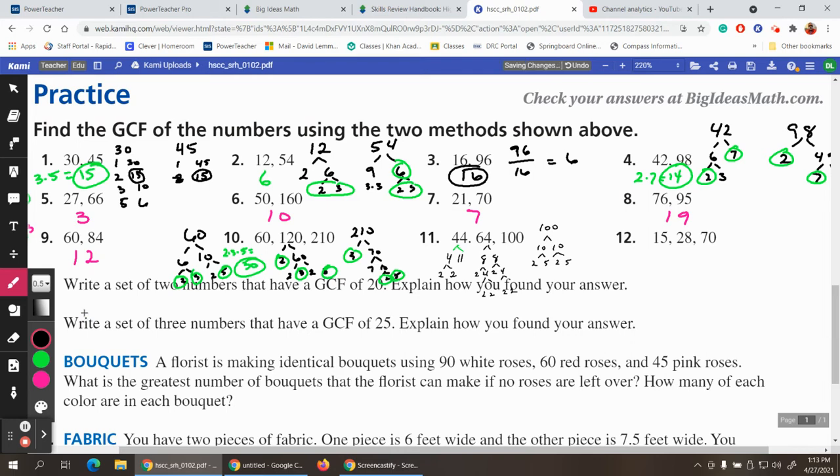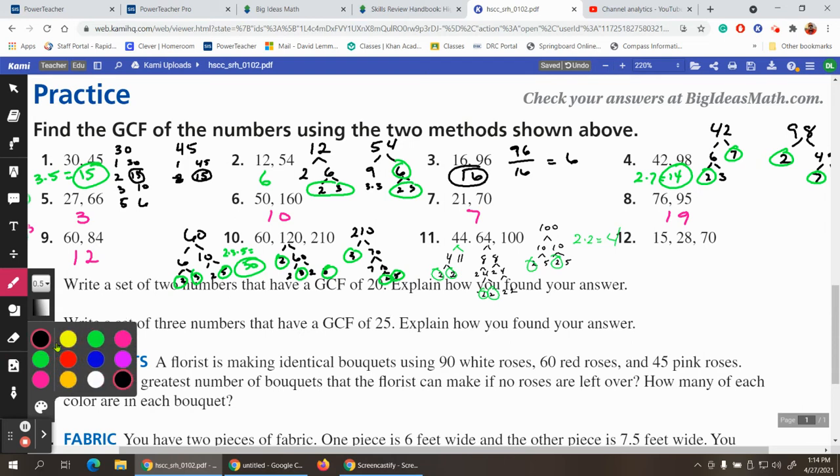And my greatest common factor there is the 2's, right? I have a 2, 2, 2, 2, 2, and 2. 2 times 2 is 4. So the answer is 4. All right. And so we get how to do number 12, right?